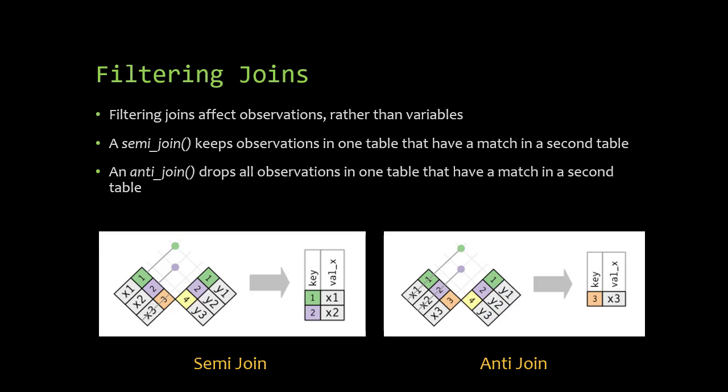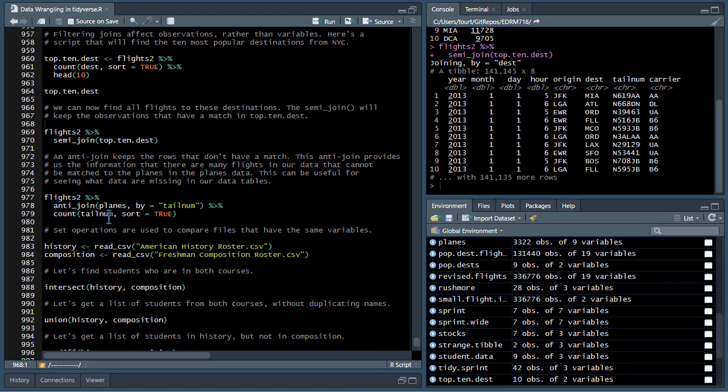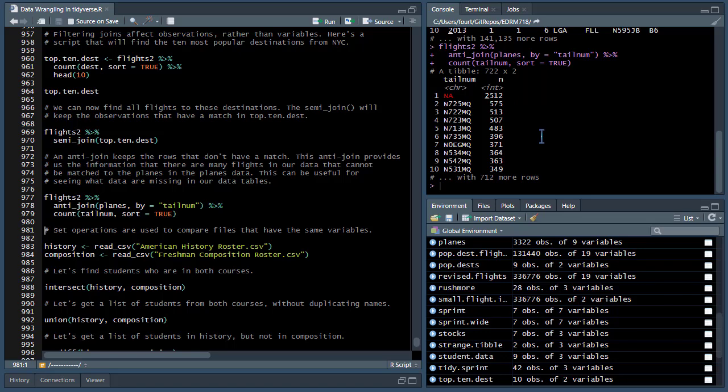Well, what would that be useful for? Let's take a look. An anti-join keeps rows that don't match. This provides us information that there are many flights in our data that cannot be matched to the planes in the planes data. So this can be useful for seeing what data are missing in our data tables. Here I'm taking flights, I'm anti-joining it with the planes by tail number, and so what I'm going to end up with is all the flights data for which the tail number isn't in the planes data set.